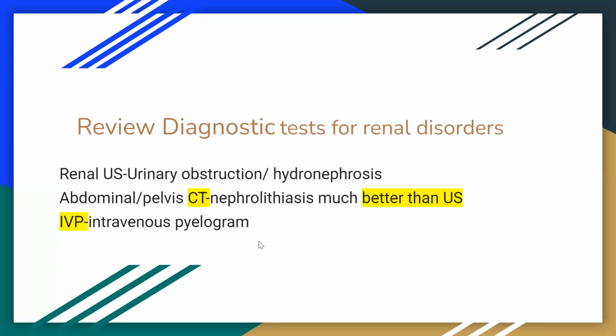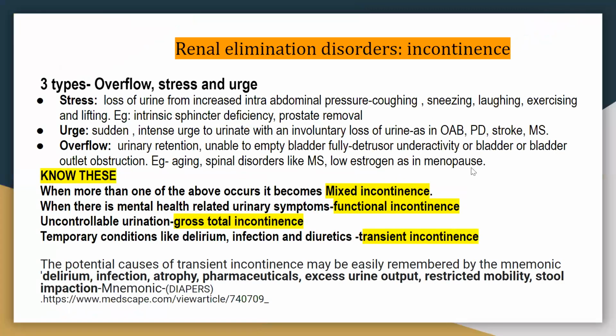Renal ultrasound and abdominal CT are used to rule out nephrolithiasis. Kidney stones are much better viewed in a CT than a renal ultrasound. Of course, it rules out any obstruction of the ureter. It also shows if the bladder has an extra collection of water or urine. In the emergency room, they will do an abdominal CT to rule out kidney stones. Intravenous pyelogram is also one of those diagnostic tests.